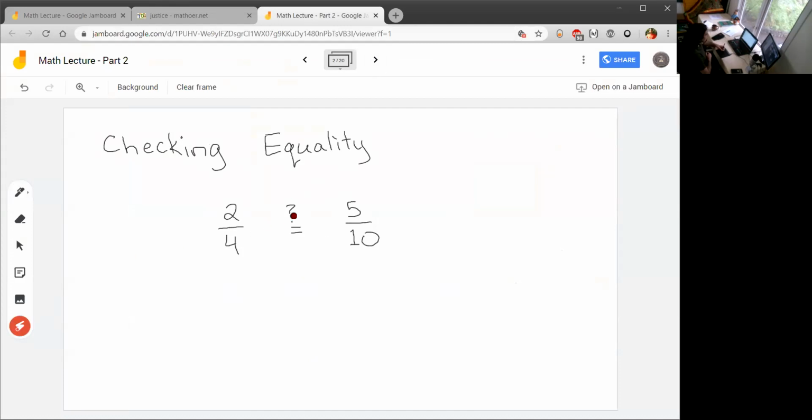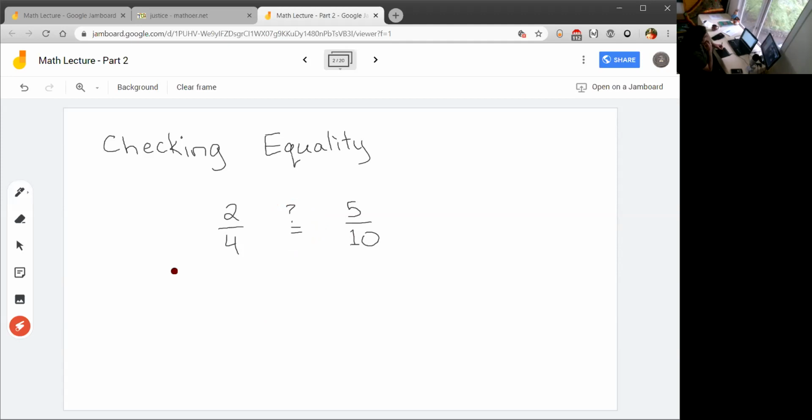And notice I'm writing a question mark over my equal sign. I'm saying the point of this is I'm not sure if it's true. Is it true or not? And this one is purposefully easy. I hope we can all just look at it and say it's a half and it's a half. So of course they're the same.